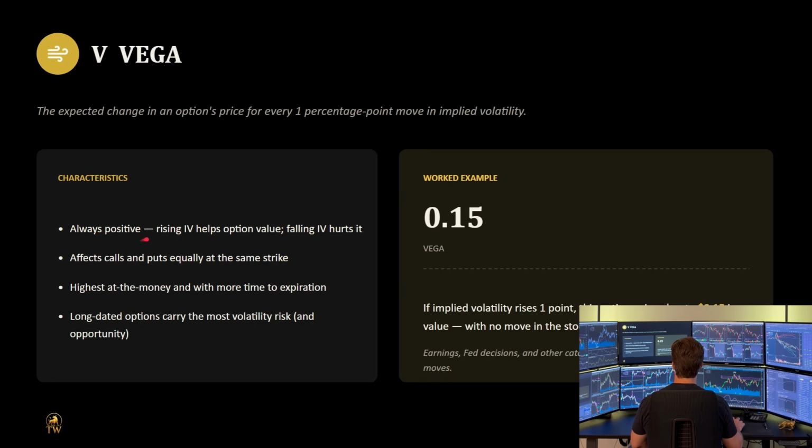Vega is always positive. A rising IV will help an option's value and hurt it if it starts falling. It affects calls and puts equally at the same price. It's highest at the money with more time to expiration. Long-dated options carry the most volatility risk.